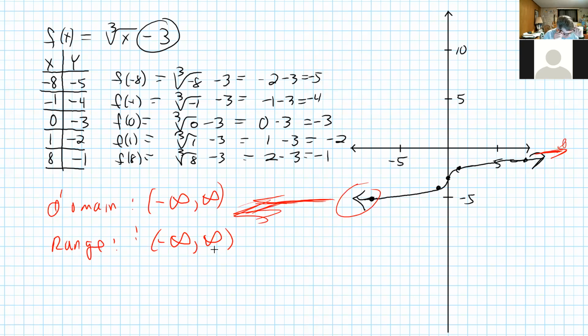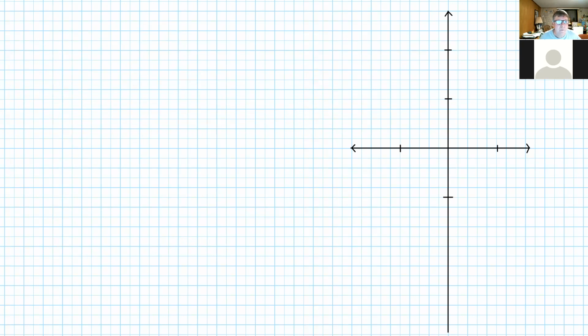Okay, let's take a look at another one. And this says f of x equals the cube root of x minus 3. We are to graph the function, give the domain and the range. Well, let's do this. In fact, let's get rid of this for a moment. And let's say g of x equals the cube root of x, okay? G of x equals the cube root of x. We're going to come back to that f of x here in a minute. F of x equals the cube root of x minus 3.